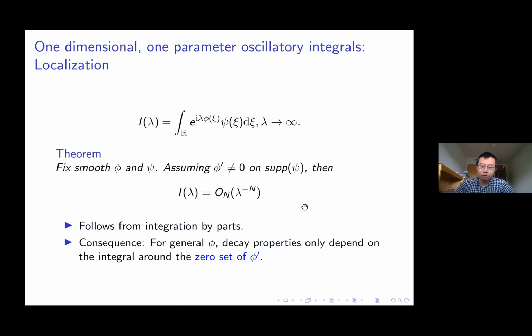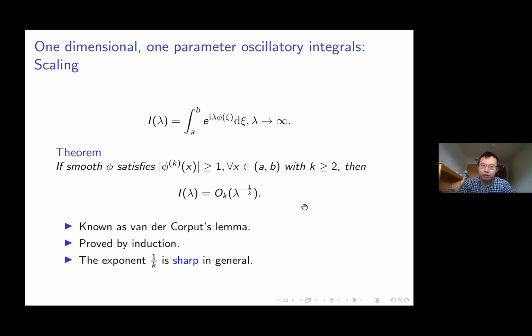And what's going on when phi prime is 0? Well, things behave a little differently. This principle, I think in Stein's book, is known as scaling, I guess because you can rescale the picture to a nice one that you know. It's stated as follows. Here I will take psi to be a sharp cutoff, the cutoff of the interval from a to b. I guess a similar situation would show up if you have a smooth cutoff.